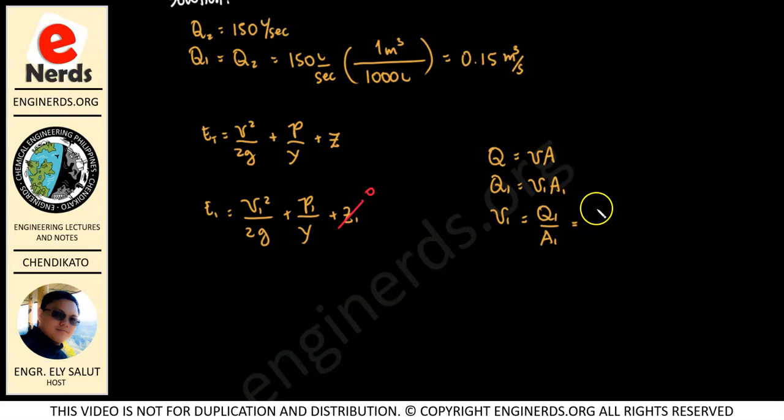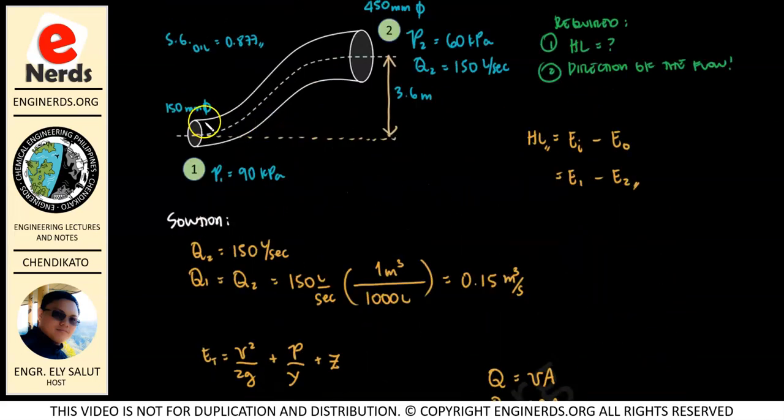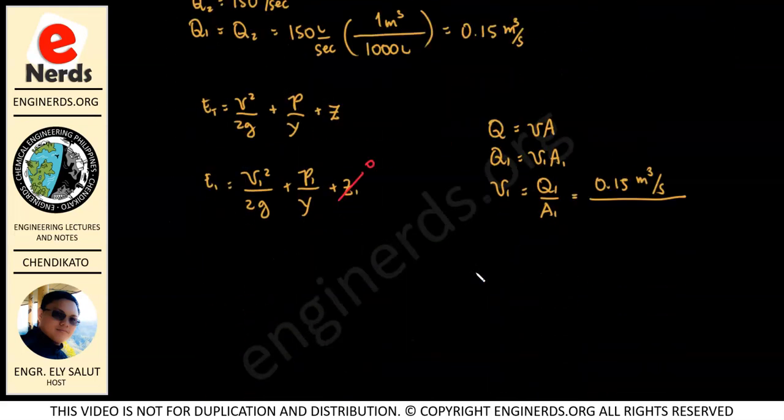We have 0.15 cubic meters per second. Now, our area, we have a circular cross-sectional area with diameter of 150 millimeters. So, we have pi over 4 times diameter squared. So, our diameter is equal to 150 millimeter, diba? So, we have 150 millimeter. But we need to convert this to meters, no?